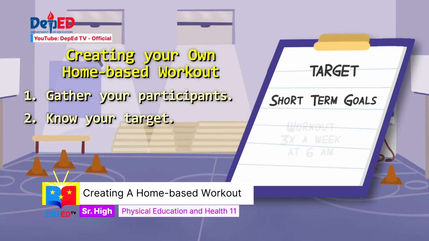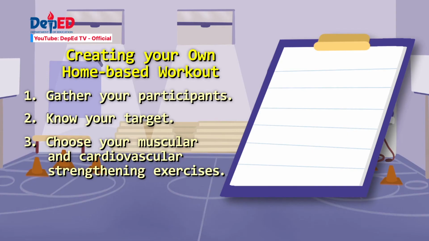Example, short-term: In the next few weeks, I will work out 3 times a week at 6 a.m. This states the frequency and time of the workout plan. The third thing you need to do is to choose your muscular and cardiovascular strengthening exercises. List down the activities that you think will best suit your physical exercise.